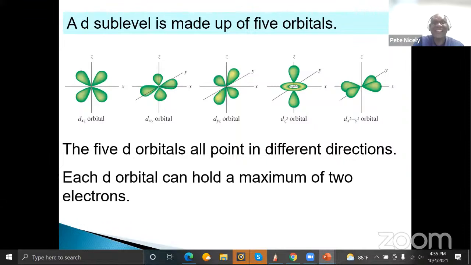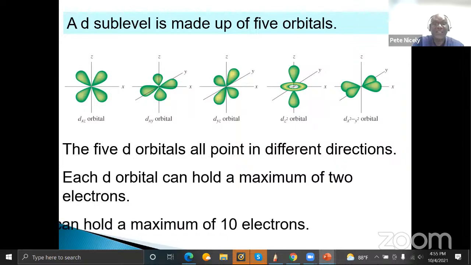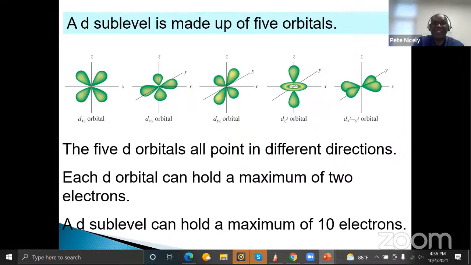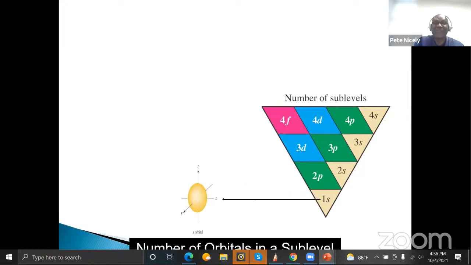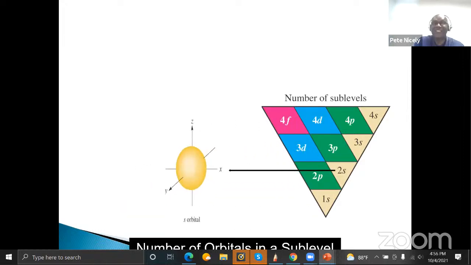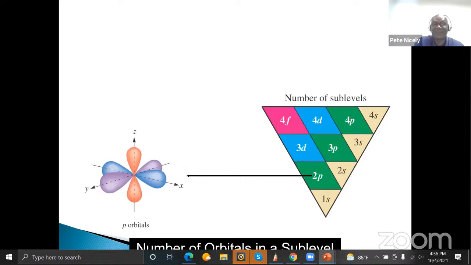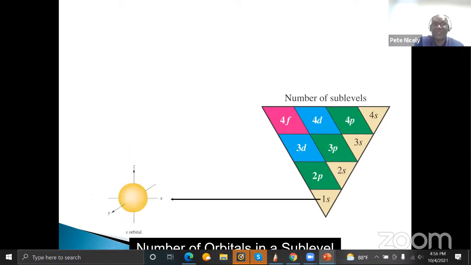And again, as in the case of the s and p orbitals, each d orbital can have a maximum of 2 electrons. So therefore, the maximum number of electrons that will occupy the d sublevel will be 10, 5 times 2, which gives you 10 electrons. And then we have the f sublevel, which I won't even get into, but just to summarize a bit, let me go back. I'm sorry, let me go back here.